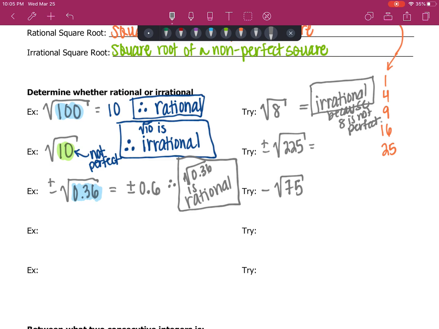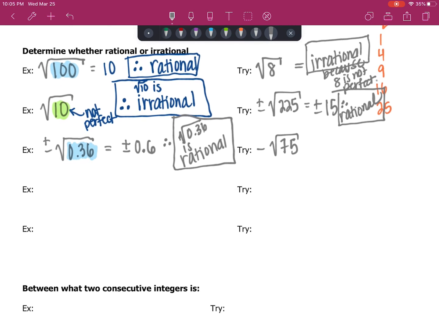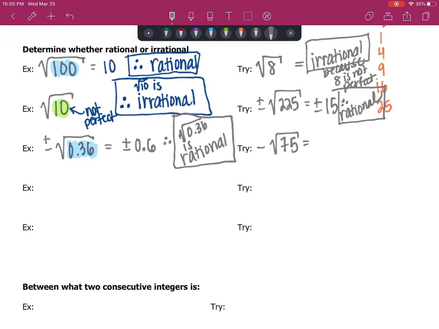225, I believe that is on our exponent quiz. So our answer here is plus or minus 15. Therefore, the square root of 225 is rational. And the negative square root of 75 is irrational.